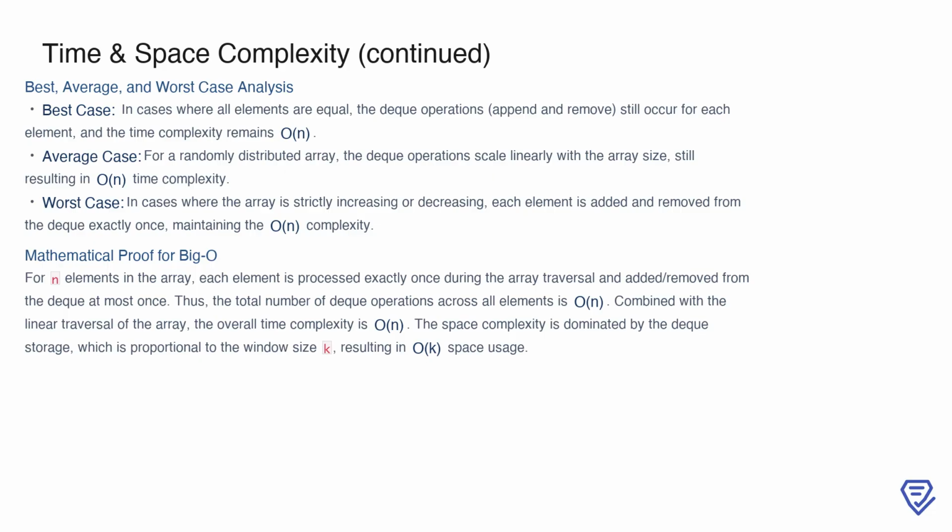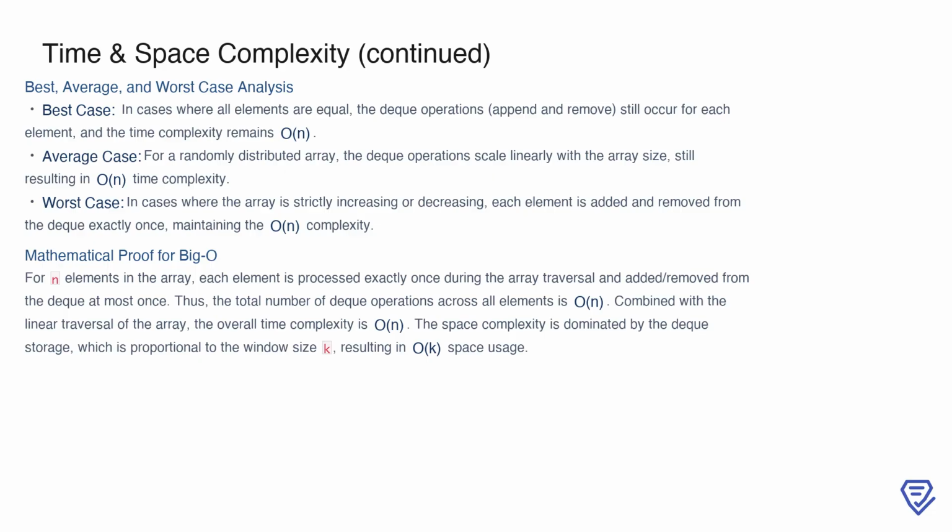In the worst case, where the array is strictly increasing or strictly decreasing, each element is added and removed from the deque exactly once, still maintaining O(n) complexity. To mathematically prove this, we observe that for n elements, each is processed exactly once during the array traversal and added or removed from the deque at most once.